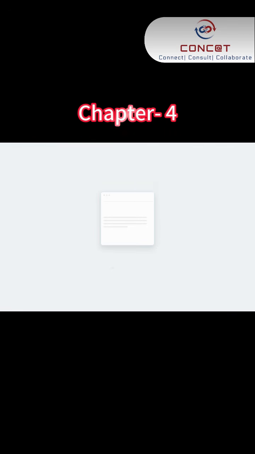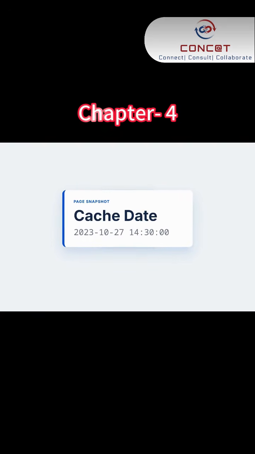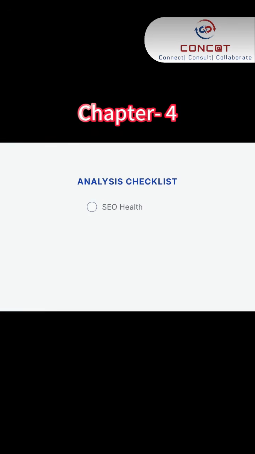Once crawled, data is organized during indexing. A key concept here is the cache date. The cache date is a snapshot of exactly when a search engine last visited and stored your page. Checking this date helps you analyze SEO health, recover content, or troubleshoot indexing issues.